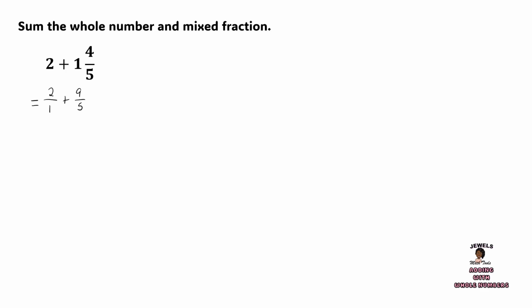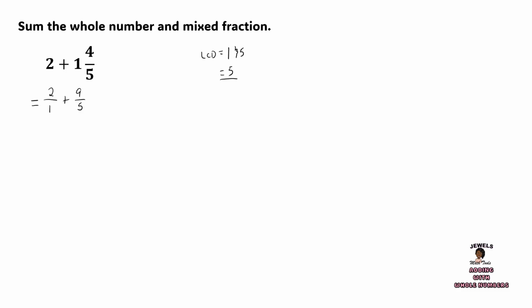So now that we have both of our fractions converted, our whole number to a fraction and our mixed number to an improper fraction, we're now going to go through the step of finding their LCD. Now remember that the LCD is simply the lowest common denominator or the lowest common multiple that our numbers in our denominator, which is 1 and 5, have in common. And we know the lowest common multiple for 1 and 5 will be the number 5.